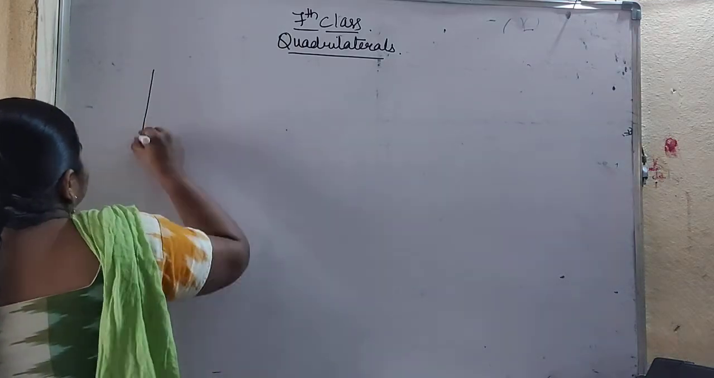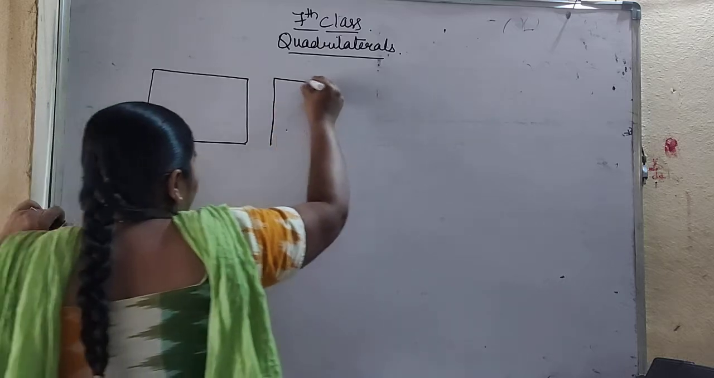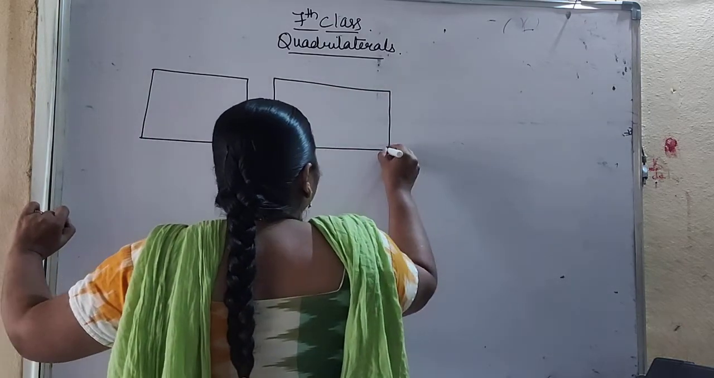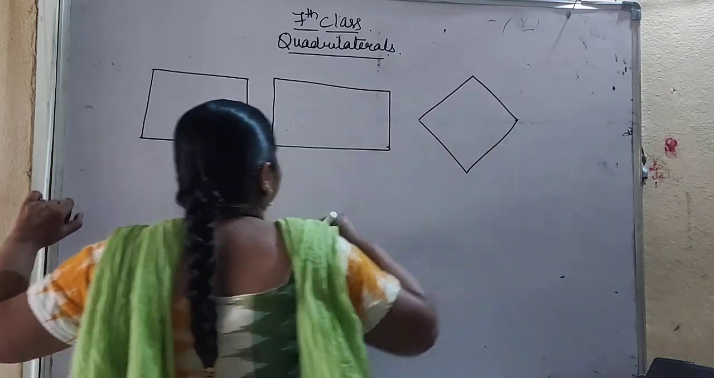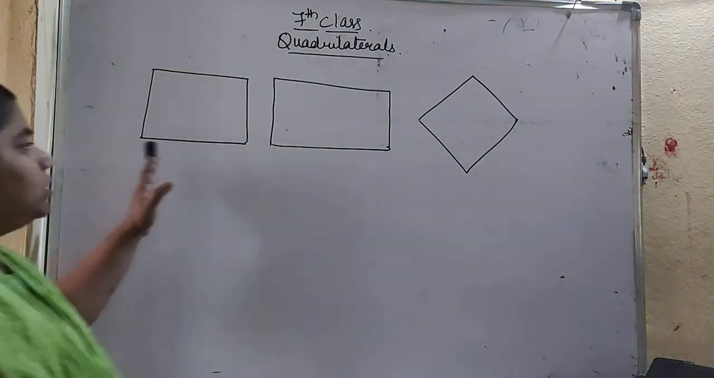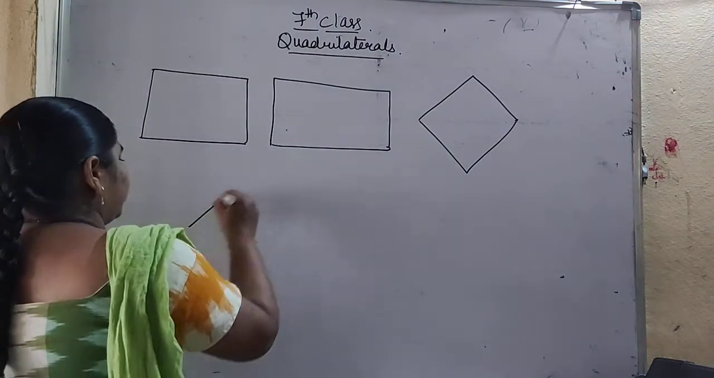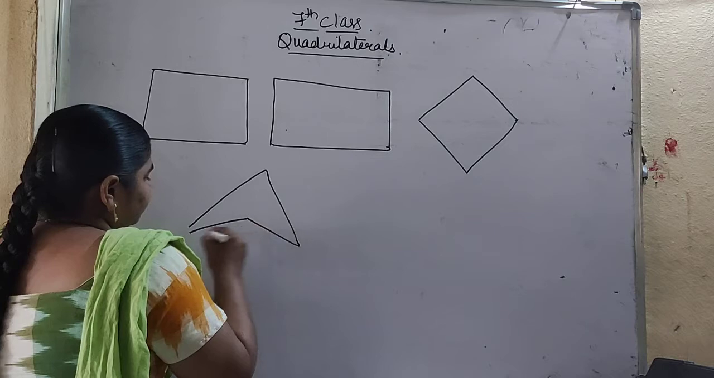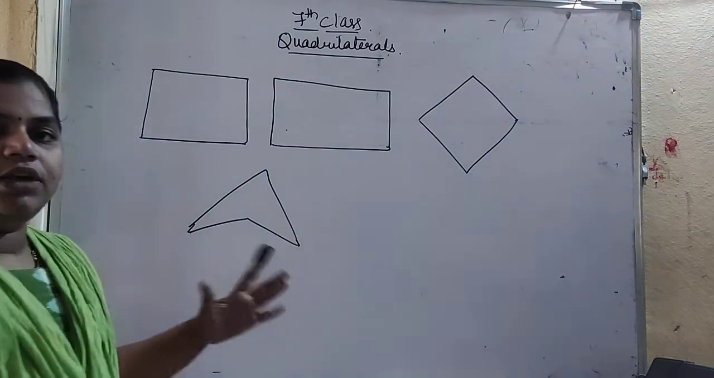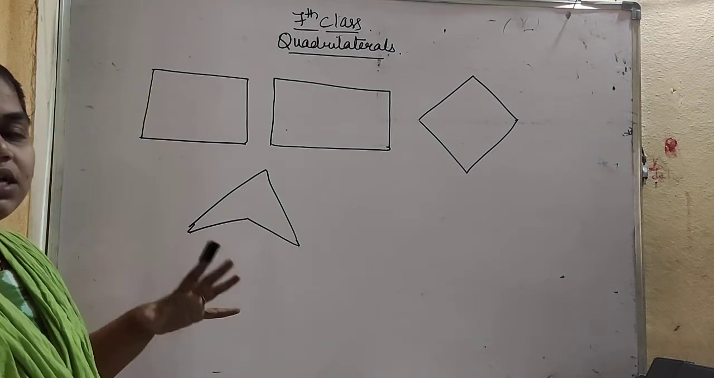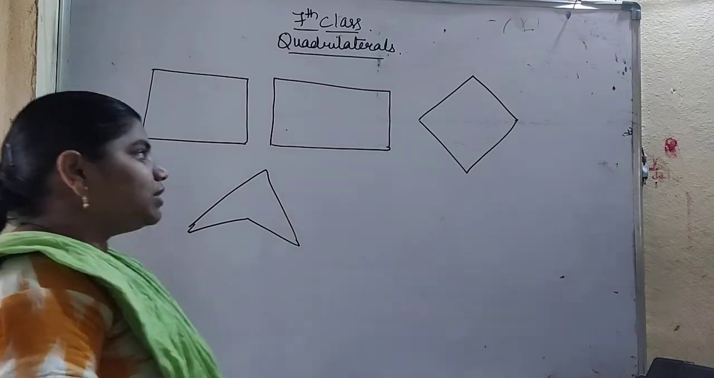Here it can be a square, it can be a rectangle, it can be any other figure which is having 4 line segments. We will call it a quadrilateral. These all figures are having only 4 line segments. Not only this, it can be in this way. This is also a closed figure having 4 line segments. So any closed figure having 4 line segments, we will call it a quadrilateral.